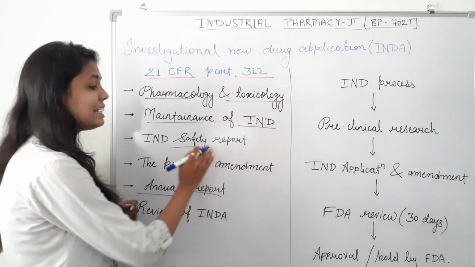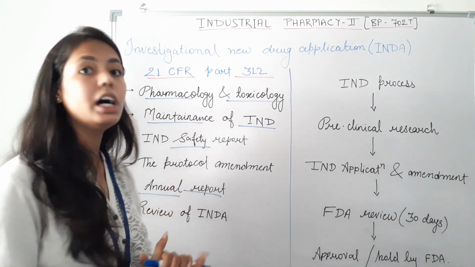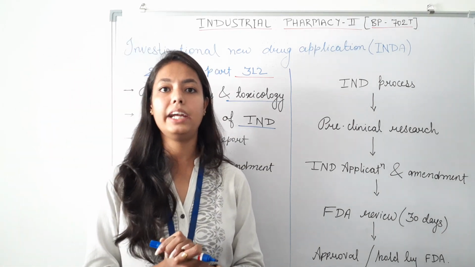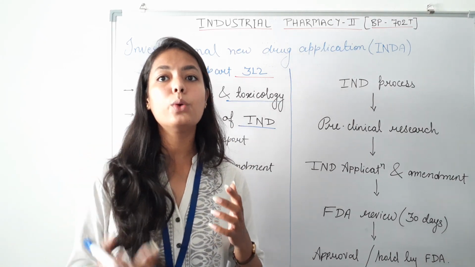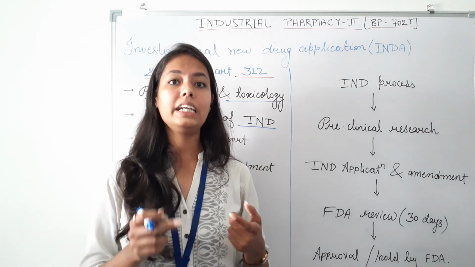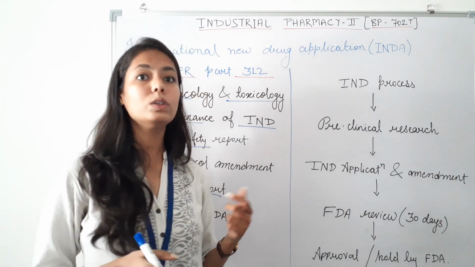Protocol amendment and amendment in safety reports we have discussed. So let's come to the annual report. The annual report is a brief summary update of the progress of all investigations included in the IND as per its specific format. So the information to be included in the annual report is as follows.